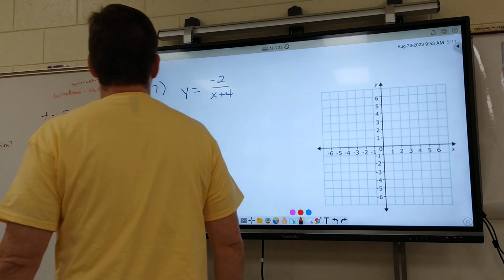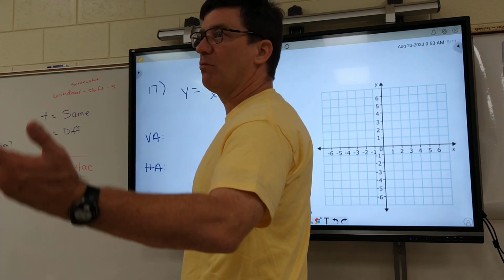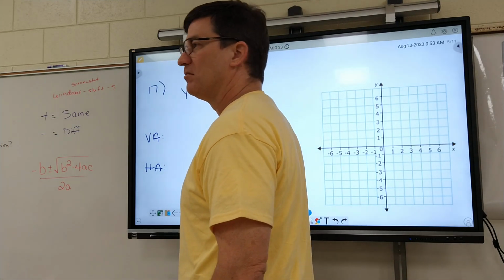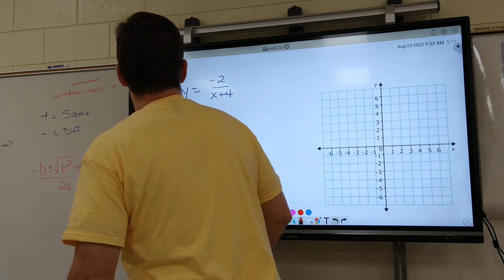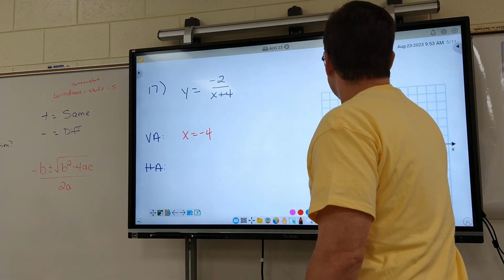All right, how do we find the VA on 17? What's the VA? Just shout it out for me. Negative 4. X equals negative 4. Go to negative 4, put a dotted line.